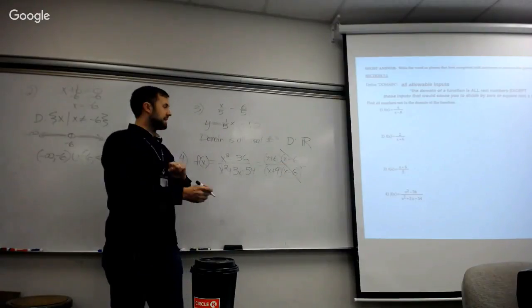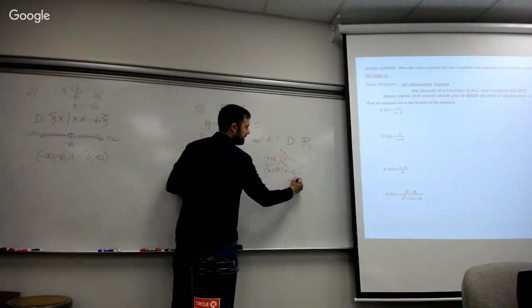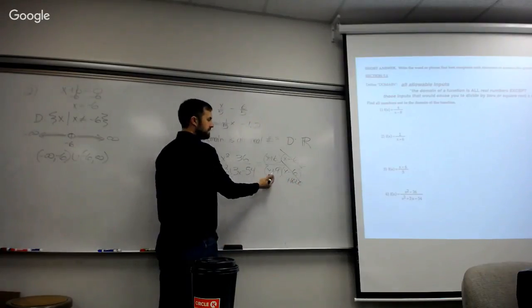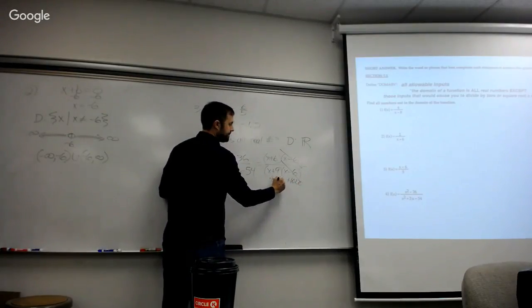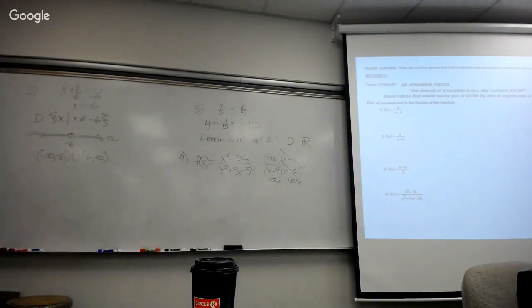So let's immediately label. What does the x minus 6 represent? A hole. And what does the x plus 9 represent? An asymptote. So that's good to just immediately label that, right? We want to keep that in our mind.